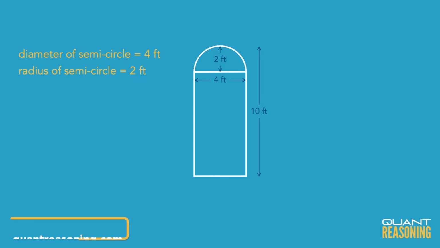which means that the height of the rectangle is 8 feet, right? It's 10 minus 2, so 8. And we go, okay, the rectangle itself is 8 by 4, so that's 32.